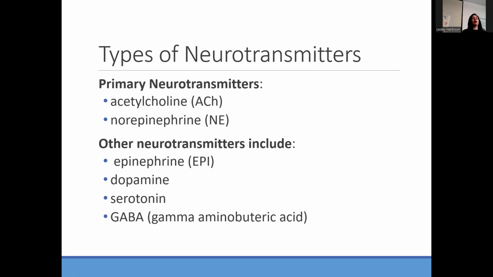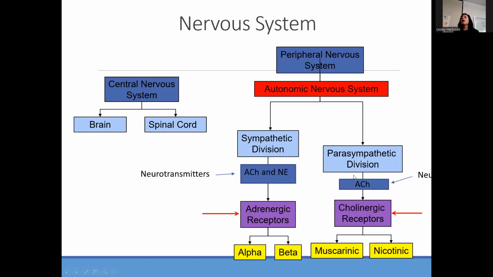But we're going to concentrate on these primary neurotransmitters. So we have our flow chart again, sympathetic and parasympathetic. If it's a sympathetic division, you're going to have both acetylcholine and norepinephrine, and it's going to work on adrenergic receptors, which are the alpha and the beta. So you just have to get this stuff memorized in your head.